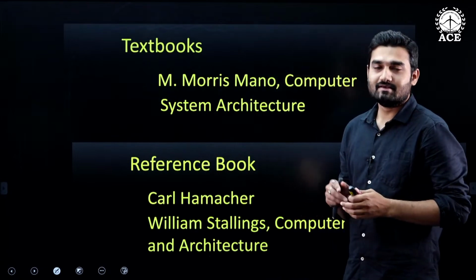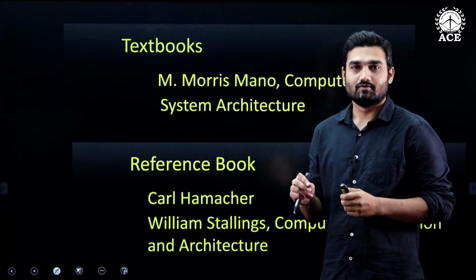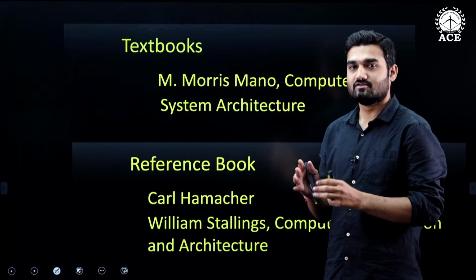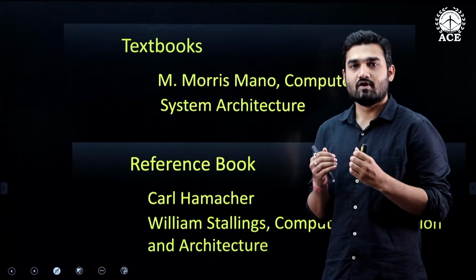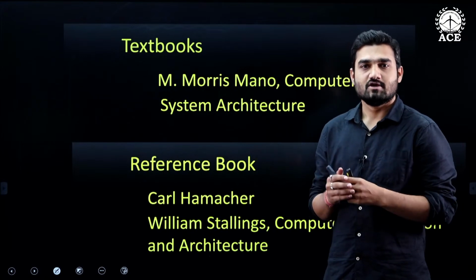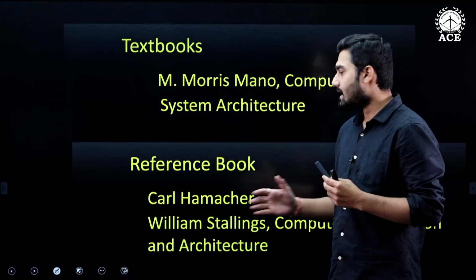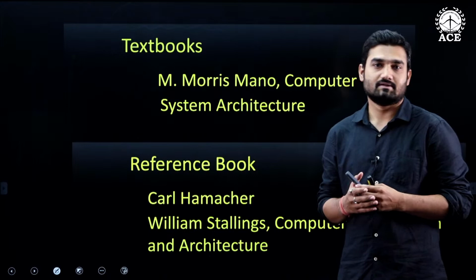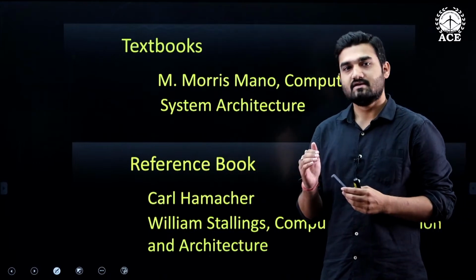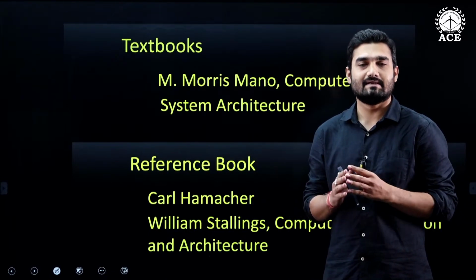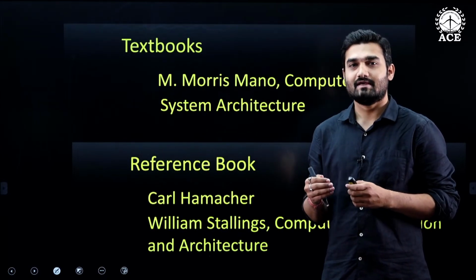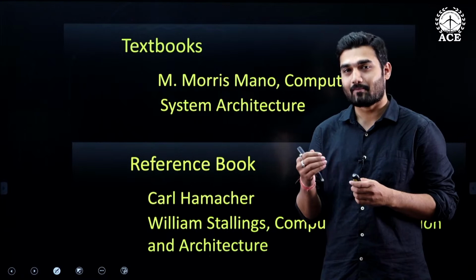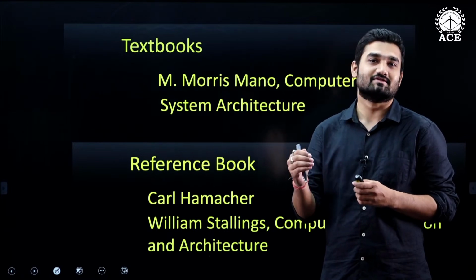The fundamental thing is the textbook we are going to follow. If you want to refer to a textbook, it is M. Morris Mano. But if you want to go further, 2 more extra books are there, Carl Hamacher and William Stallings. These 3 books are sufficient to cover your entire B.Tech syllabus. After that, let us go to Unit 1 and see the important topics present in our syllabus.